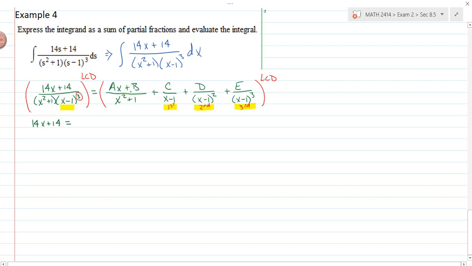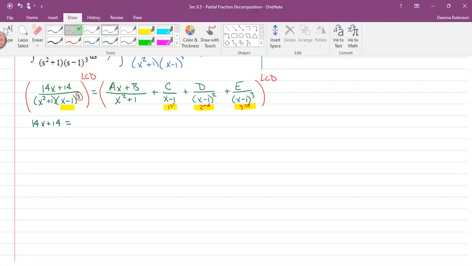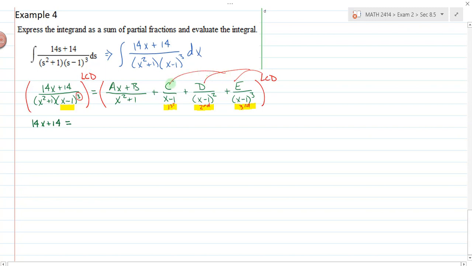Now when I multiply this first fraction, because I have to distribute that LCD across to each one of these fractions, I'm going to be left with the factor ax plus b times what? The x plus 1 squared is going to cancel out. I'm left with x minus 1 cubed. When I multiply the least common denominator by c, the x minus 1 to just one of them is going to cancel out, and I'm left with x squared plus 1 times x minus 1 squared, because this x minus 1 will cancel with one of those x minus 1s and leave me 2 of those x minus 1s. For the next term, I get d.